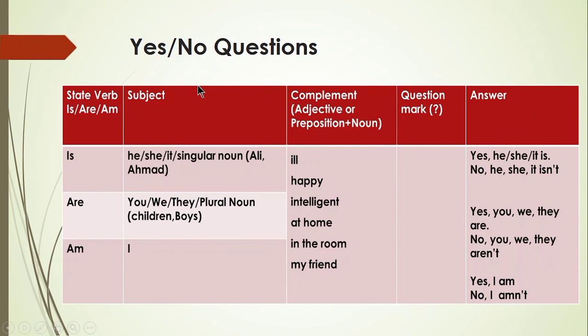How to make yes no questions here? So we bring is, am, are to the start of the sentence, then the subject, then the complement or adjective, etc., and then a question mark. For example, is he ill? Yes, he is. Or if he is not ill, we say no, he isn't. Are you happy? Yes, I am. No, I'm not. Am I intelligent? Yes, you are. No, you are not. Okay, so that is how we make yes no questions, and that is how we answer them.